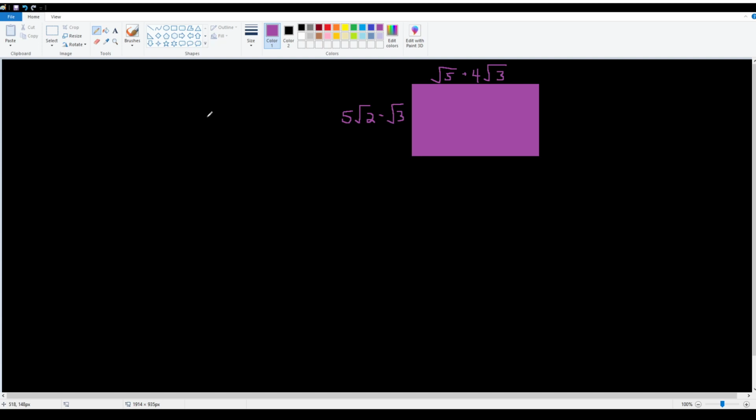Well, first of all, we need to know that the area of a rectangle is equal to the length times the width. And again, we should know this. It doesn't matter which side I make my length or my width here. So we'll call the length this side here, and we'll call the width that side. So we know what my length and my width are. So that means that I'm just going to replace the length with 5 radical 2 minus radical 3.